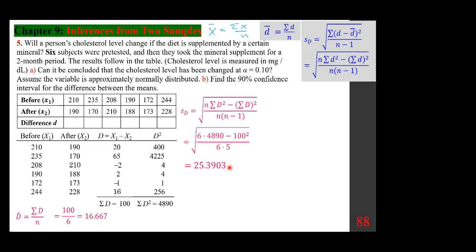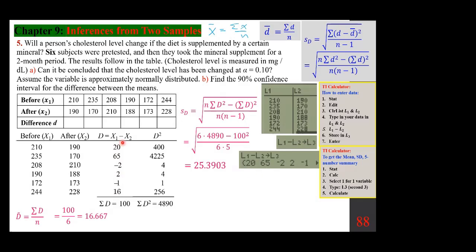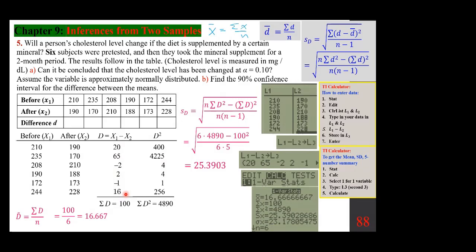If you were to do this by technology, you clear the list L sub 1 and L sub 2 and store everything in L sub 3. So L sub 1, L sub 2, you can clear L sub 3 also. And you store their difference in L sub 3. Now this gives you this column. L sub 1 minus L sub 2 stored in L sub 3: 20, 65, negative 2. You see the numbers? And if you do one variable stats, it gives you the answer that you're looking for.